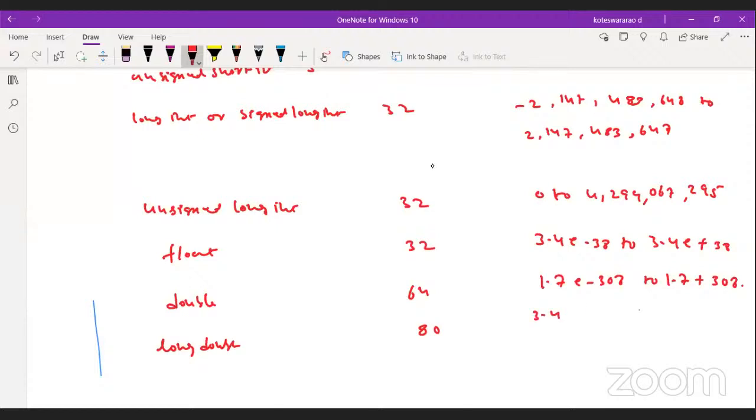3.4e minus 4932 to 3.4e plus 4932. Okay, these are the sizes and ranges of the data types. In the next week, we are going to discuss the declaration of variables, symbolic constants, operations and expressions, and library functions. We will see you next week. Thank you.